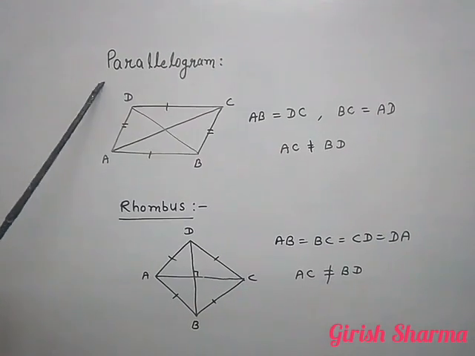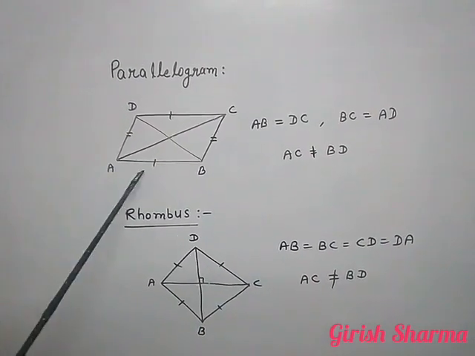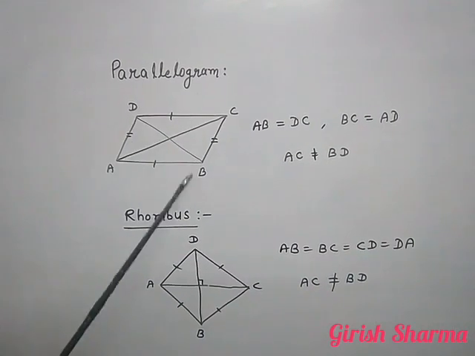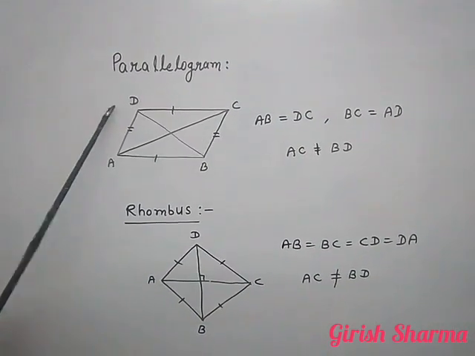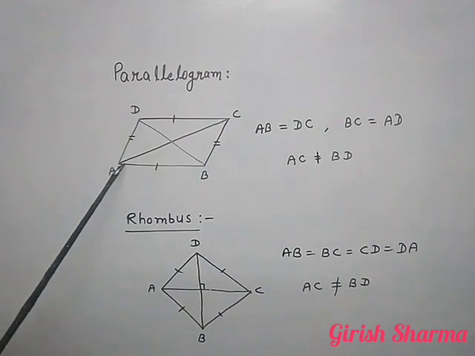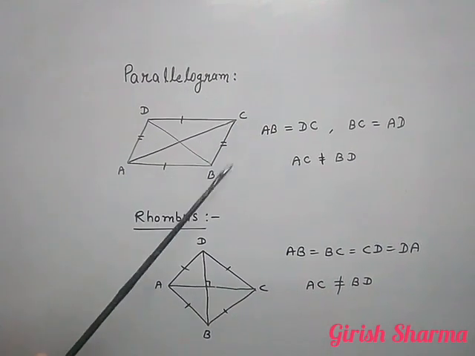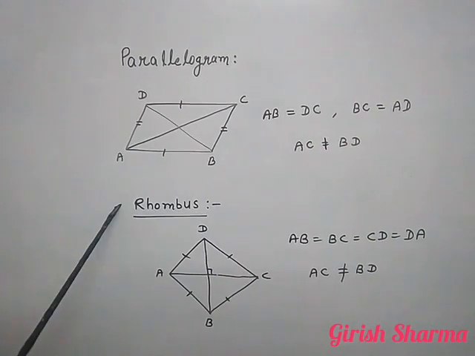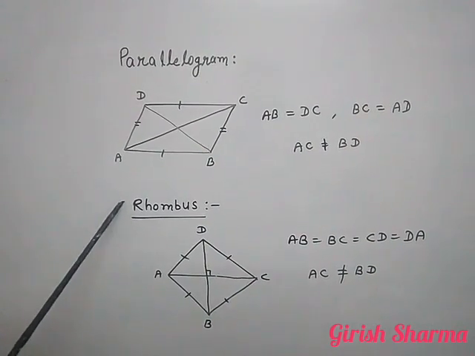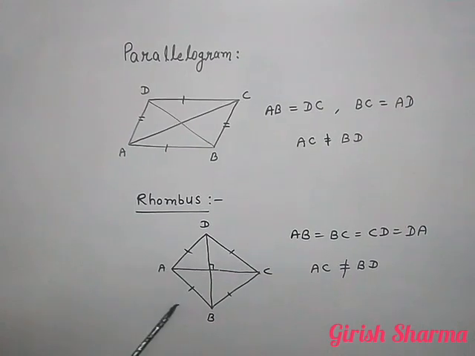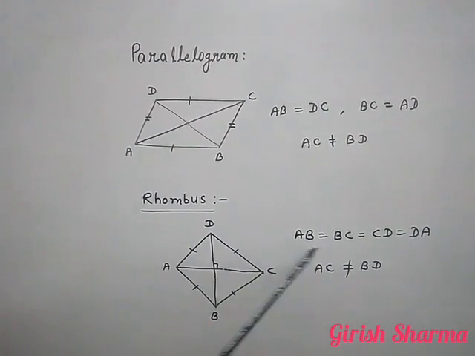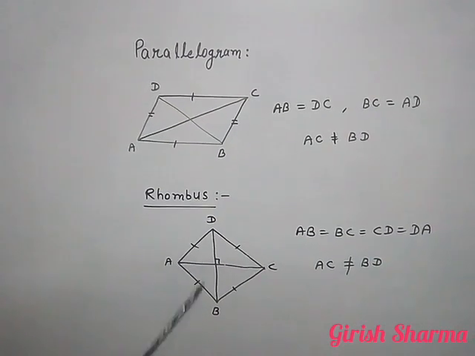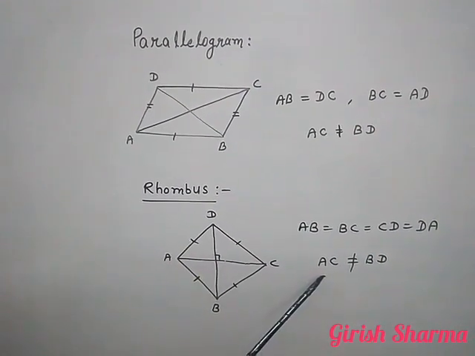Come to the parallelogram. See here, in a parallelogram opposite sides are equal, like AB equal to CD and BC equal to AD, but the diagonals are not equal. AC is not equal to BD. In a rhombus, just see, all four sides are equal, AB equal to BC equal to CD equal to DA, but AC is not equal to BD.